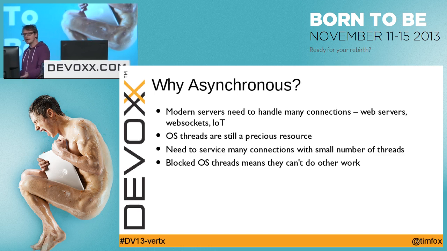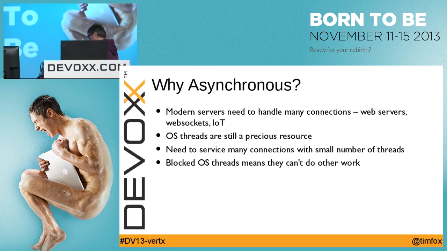So why asynchronous? Why can't we provide direct-style synchronous APIs? Because arguably, direct-style synchronous APIs are easier to program against, so easier to reason about, easier to debug. So we don't want to do asynchronous unless we really have to. So why do we have to? And it's all about scalability.